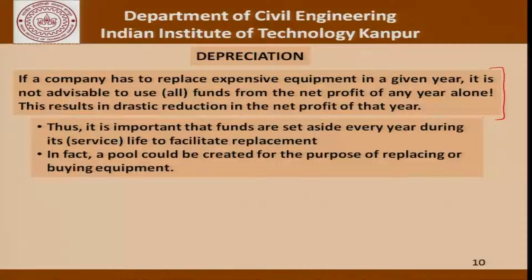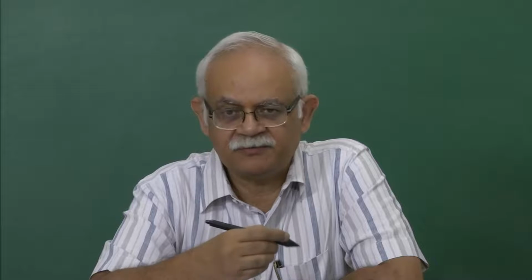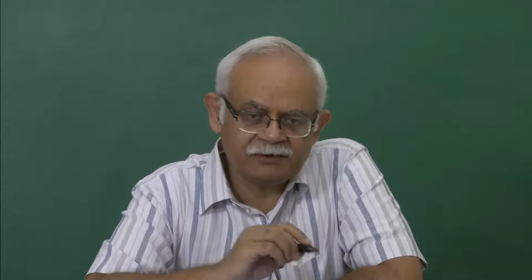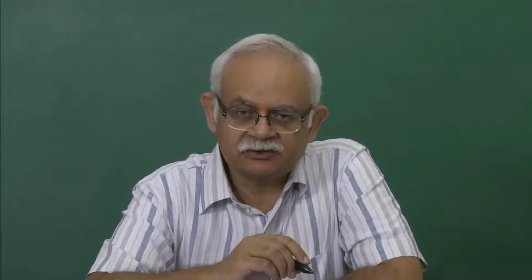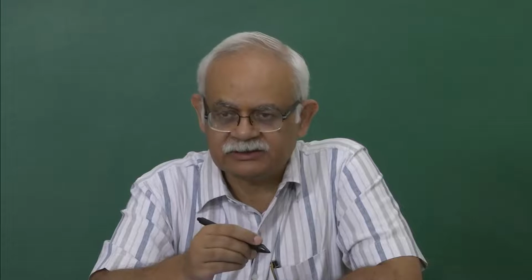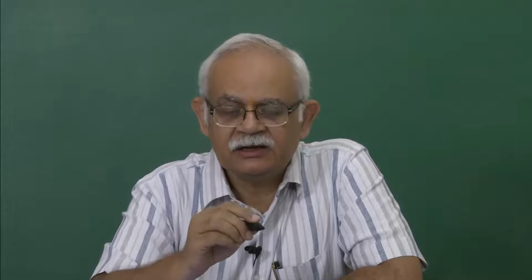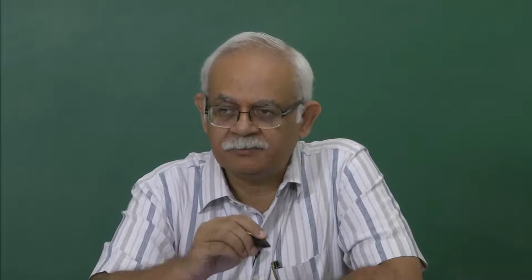Thus, it is important that funds are set aside every year during the service life of an equipment to facilitate replacement. What we are saying here is that if an equipment costs 1000 units and has a service life of 3 years, it is known that at the end of 3 years, or maybe 5 years or whatever it is, that equipment will need to be replaced. Now, at the time of replacement, we would need, let us say, 1000 units, which it costs today, and maybe something more. So, we almost know that at the end of its life, we would need a certain sum of money to be able to replace that equipment.